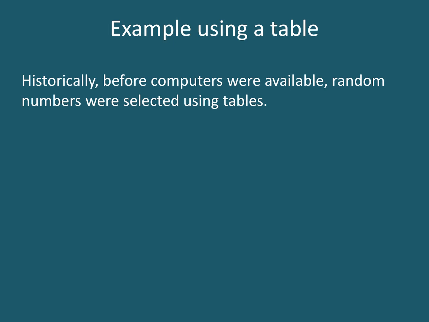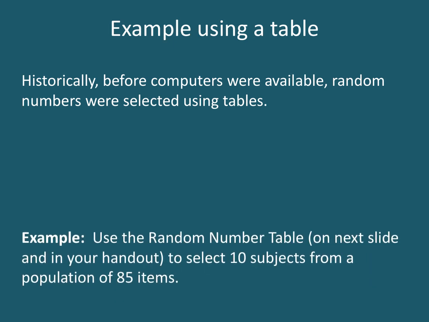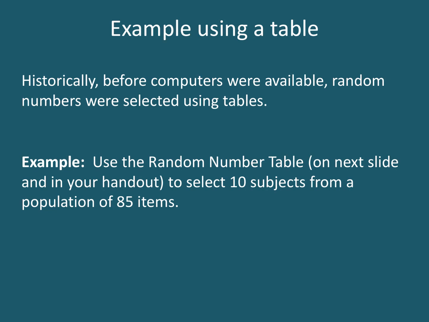Now, historically, before computers were available, random numbers were actually selected using tables. So why don't we go ahead and use the random number table on the next slide and in your handout to select 10 subjects from a population of 85 items. So this example is actually asking for the same exact sort of answer as the last example, but this time we're going to go ahead and use a table.